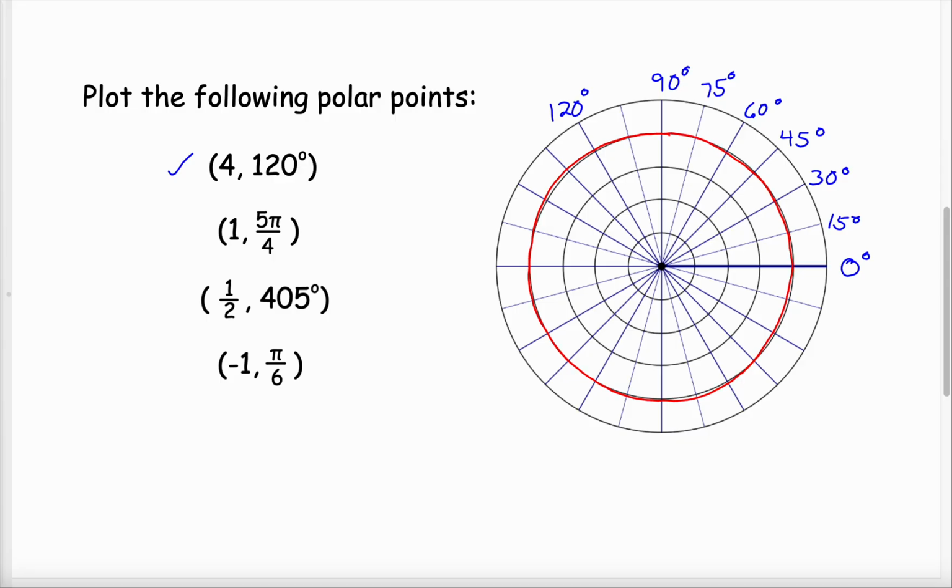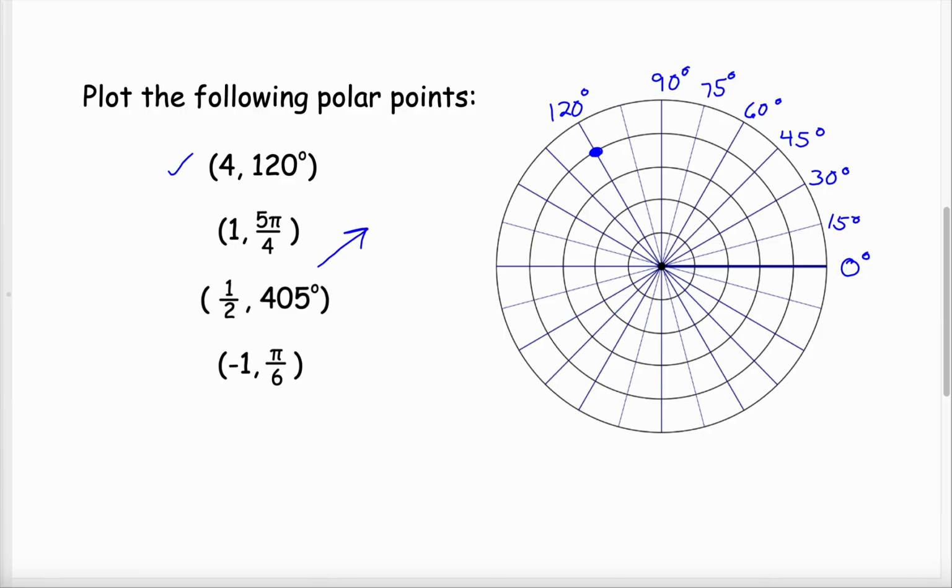And then the angle tells us specifically where that's going to be. And so we're going to go to 120 degrees, and 4 units out is right there. And so we've got our point. Make an arrow over here for the next one. All right, so the next one, r is going to be 1. So we're going to be on this circle here somewhere.